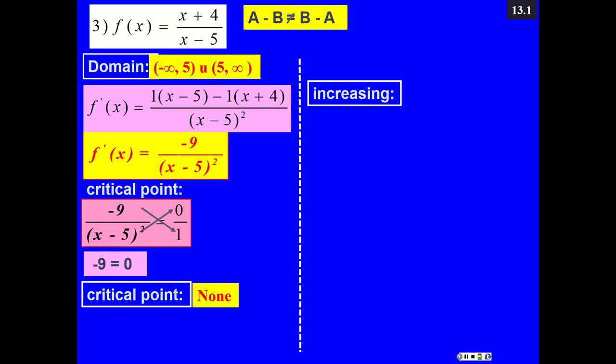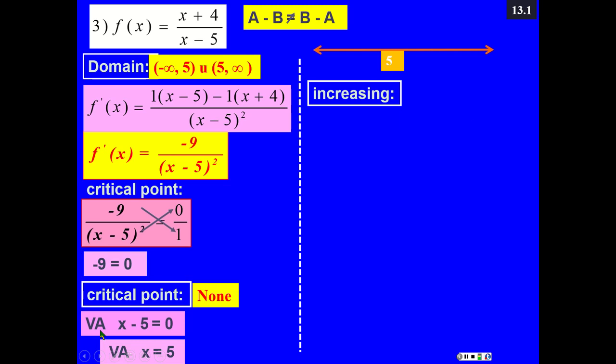Now, in order for us to find the increasing, decreasing, we will get help from the denominator. Don't forget, this is a rational equation. The value that makes the denominator zero will be the vertical asymptote. Then, set the denominator equal to 0 and solve for x, which is x equals 5. Don't forget, I indicated this is the VA, meaning vertical asymptote. Then, I'm going to label the vertical asymptote on my line.